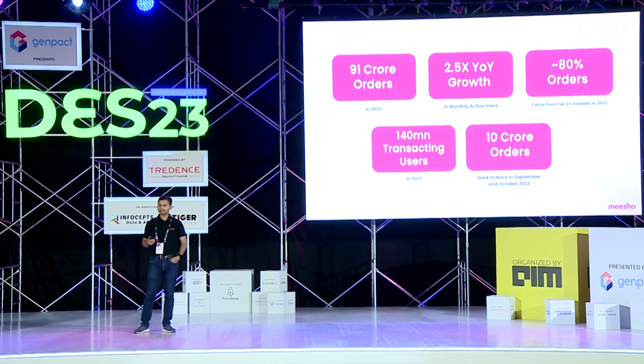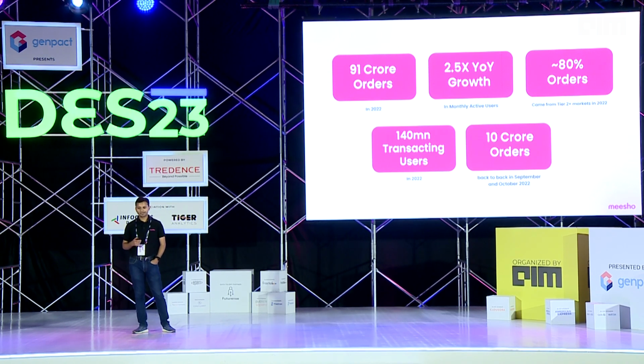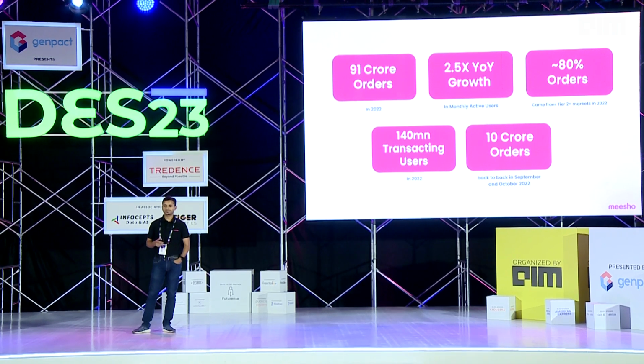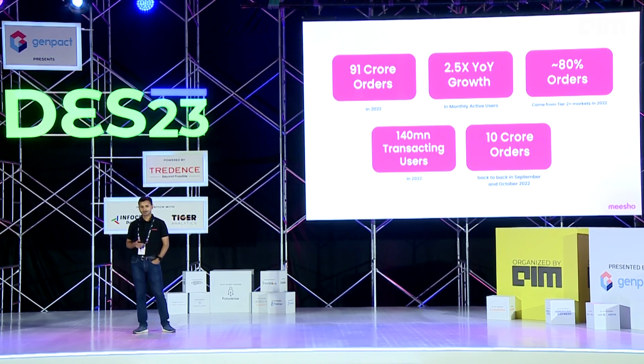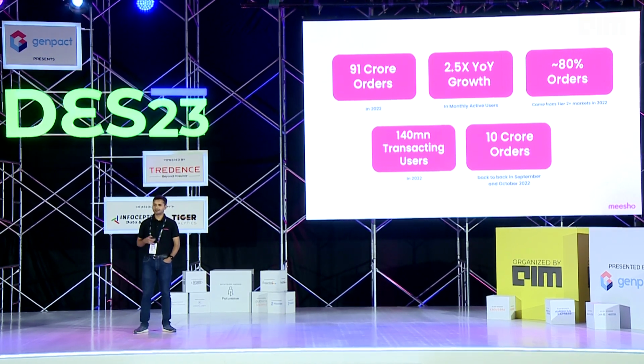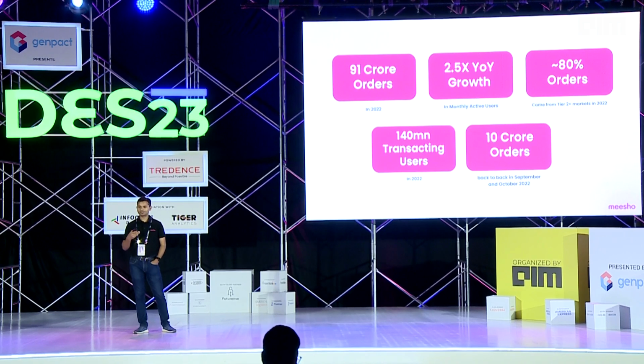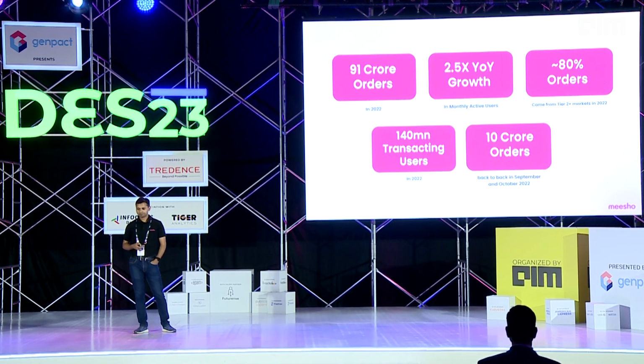So talking about the business scale at Meesho, in the last year we had almost 91 crore orders. In terms of monthly active users, we've grown almost 2.5 times year over year. We cater to a unique set of customers, which is showing up in the data stats as well. Almost 80% of our orders come from tier 2 plus markets. These are users who are probably interacting with an e-commerce site for the first time.